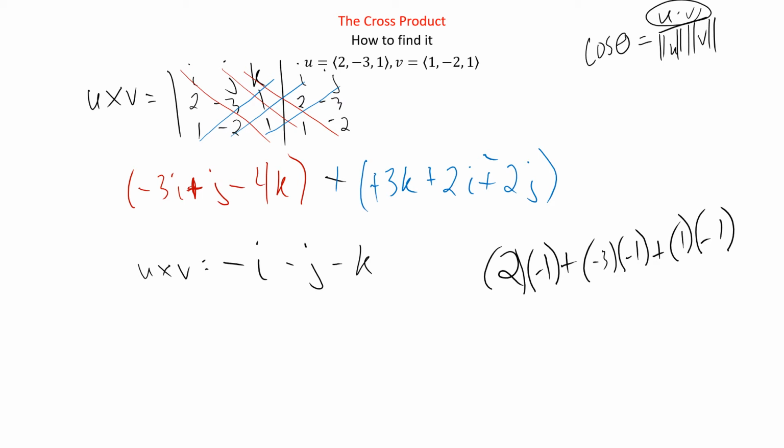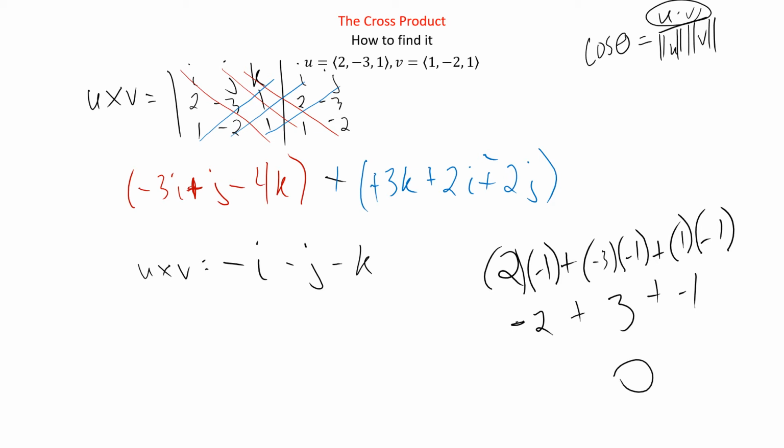Something is not working out here. -1, -1. Oh, actually, no, it is. Never mind. I missed that we had 2 negatives in that middle. I thought we had 3 negative numbers here. So we have -2 plus 3 plus -1, which is 0.